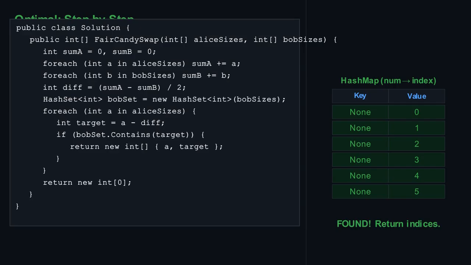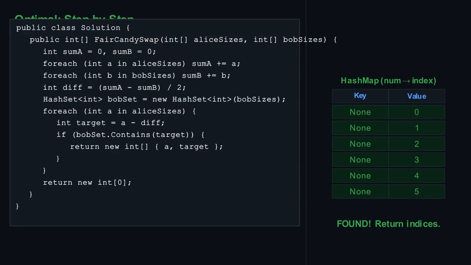Alice's first candy has a size of 1. Let's call this current A. So, current A is 1. We calculate the target candy size Bob needs. Target equals current A minus diff. So, target equals 1 minus negative 1. Remember, subtracting a negative is like adding, so target equals 1 plus 1, which is 2. We now check if our Bob set contains this target value 2. We ask, does Bob set contain 2? The answer is yes because we put 2 into the set earlier. Since we found a match, we immediately return the pair: current A, which is 1, and target, which is 2.